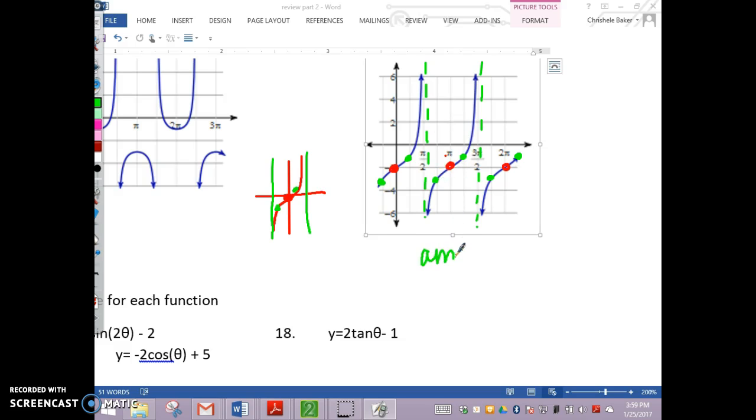So I can say that the amplitude would be just a 1. It would just be our tangent, definitely scooted down a little bit. So this would probably be tangent of theta minus 2 since we moved down. And I see my asymptotes are at the normal spots for tangent, at negative pi over 2 to positive pi over 2, then pi over 2 to 3 pi over 2. So I do see that the period is just a regular pi on this one.